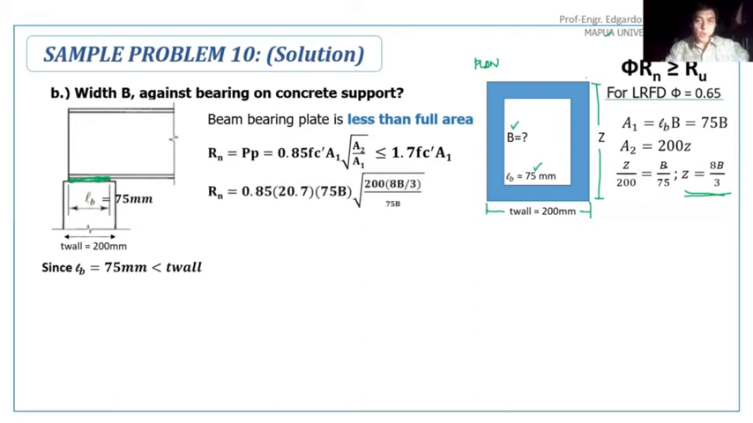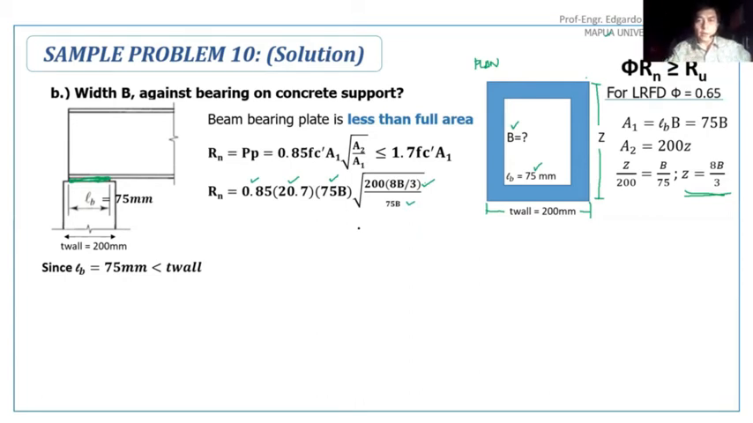Okay? So, substituting values in the equation for less than full area, the R sub n would be 0.85. Okay? FC prime is 20.7. Then our A1 is 75B. Then the square root of our A2, that's Z. Our A2 is 200 times Z. Here it is, and here is A1, 75B. Just substitute all of that in the equation, and the B will cancel inside the radical sign.